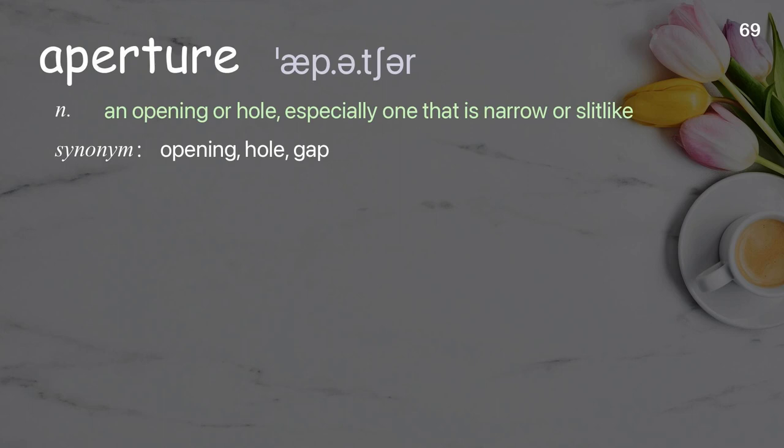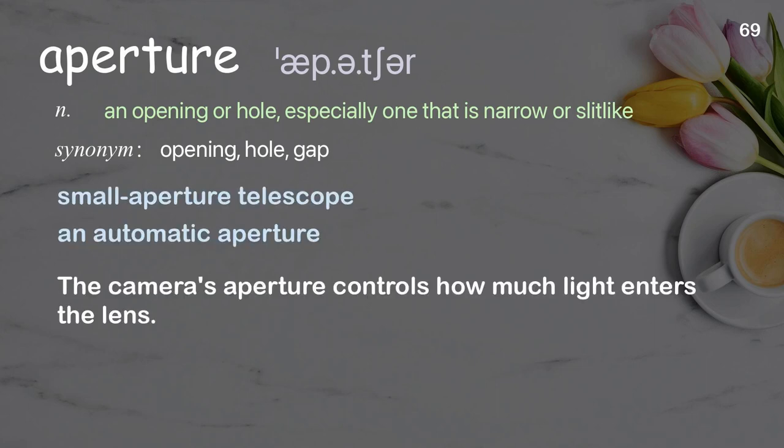Aperture: an opening or hole, especially one that is narrow or slit-like. Examples: small aperture telescope, an automatic aperture. The camera's aperture controls how much light enters the lens.